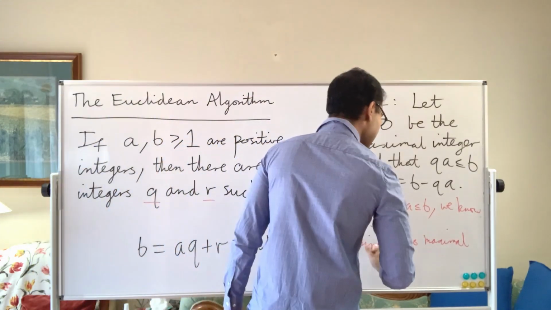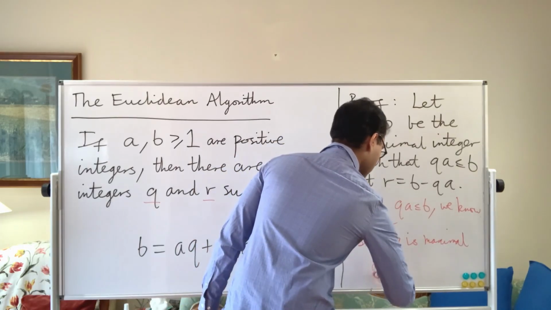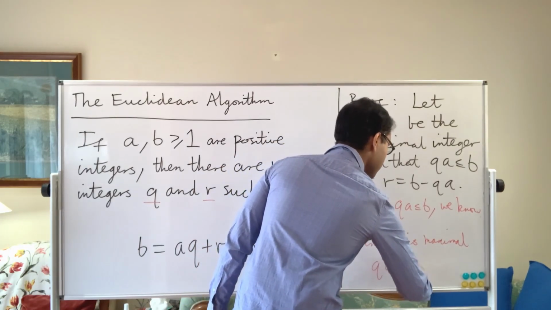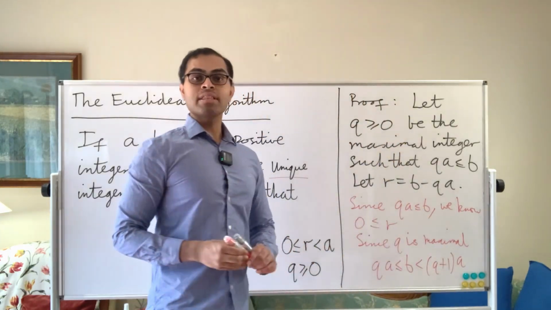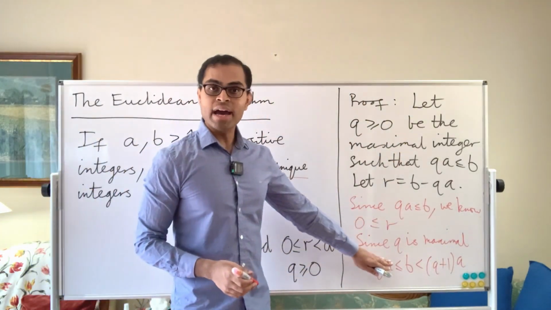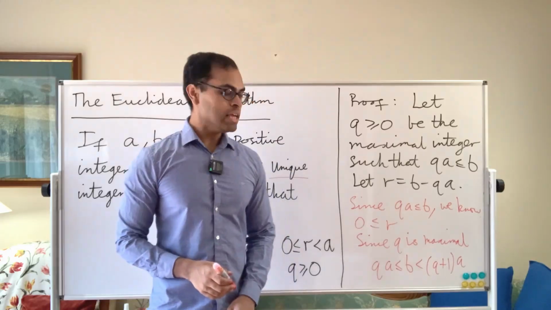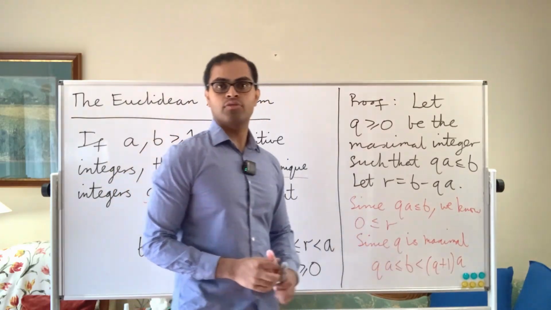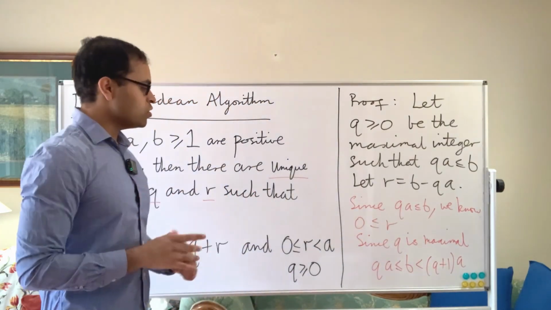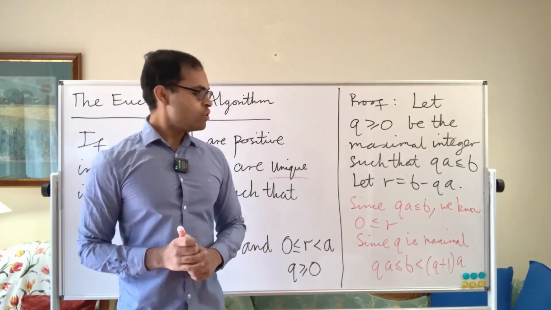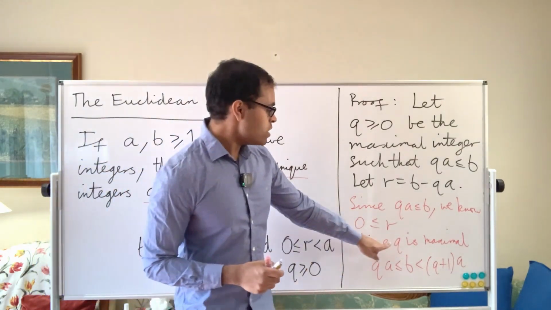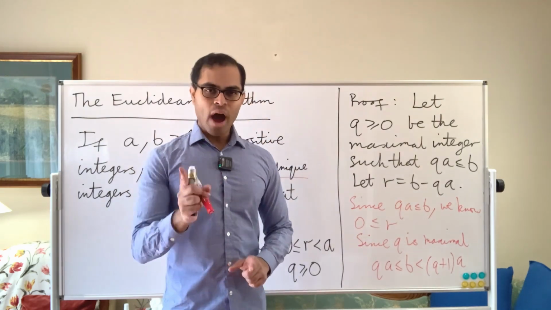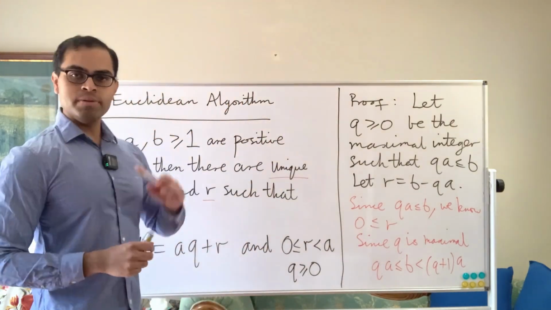Since q is maximal, I'm going to write it in two steps: qa is less than or equal to b is less than q plus 1 times a. That's by the maximality of q. Q was maximal so that qa was less than or equal to b, so therefore q plus 1 times a is greater than b. So far so good. Now we're going to conclude the proof. Therefore we know that r is less than a. Why? Because r is equal to b minus qa.